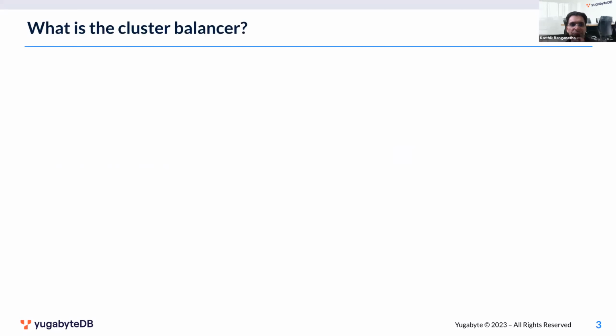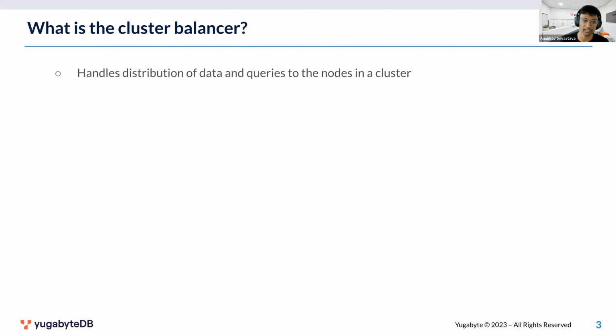Let's start right off with what the cluster balancer is. At a high level, the cluster balancer handles the distribution of data and queries to the nodes in a cluster. What that means is if you have 3 nodes, you usually want your data to be spread equally across those nodes, and you want the queries accessing that data to also be spread across the nodes. That way you're making full use of your resources.